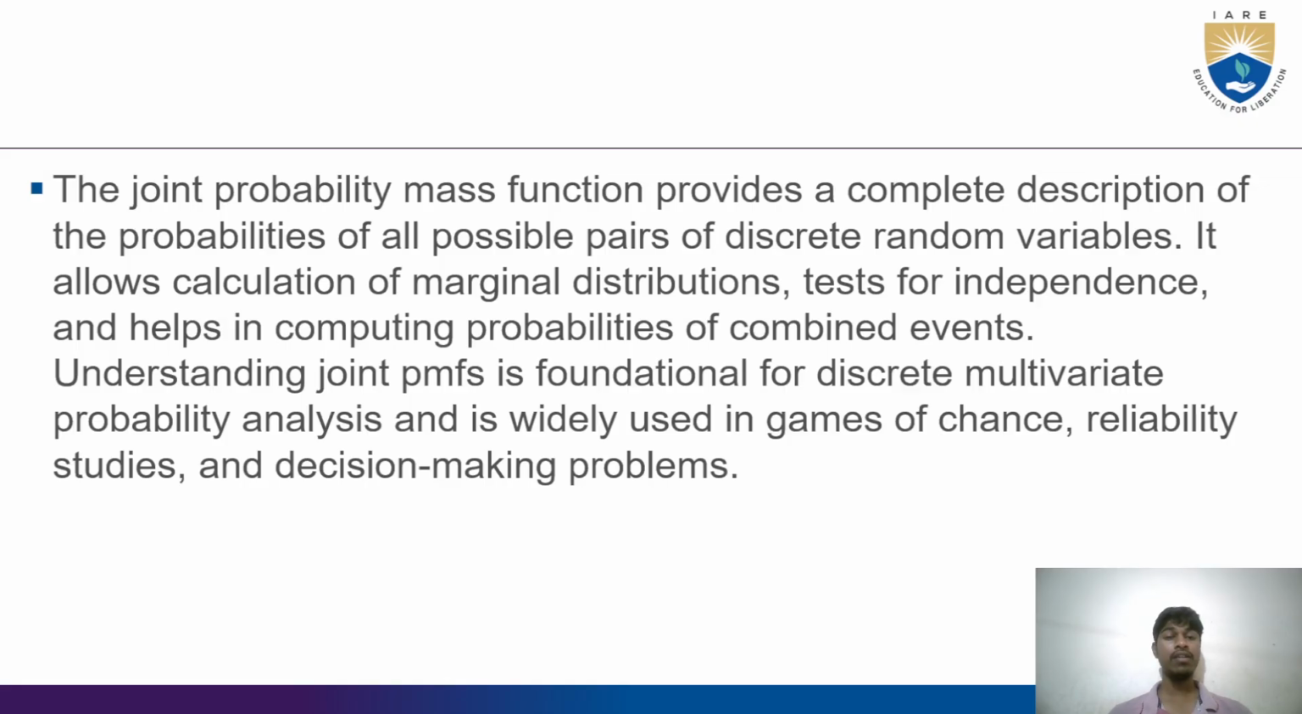The joint probability mass function provides a complete description of the probabilities of all possible pairs of discrete random variables. It allows calculation of marginal distributions, tests for independence, and helps in computing probabilities of combined events. Understanding joint PMFs is foundational for discrete multivariate probability analysis, and it is widely used in games of chance, reliability studies, and decision-making problems.